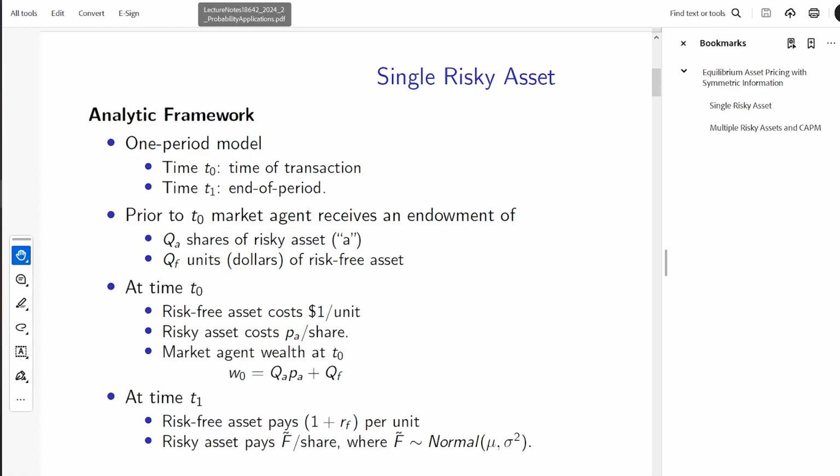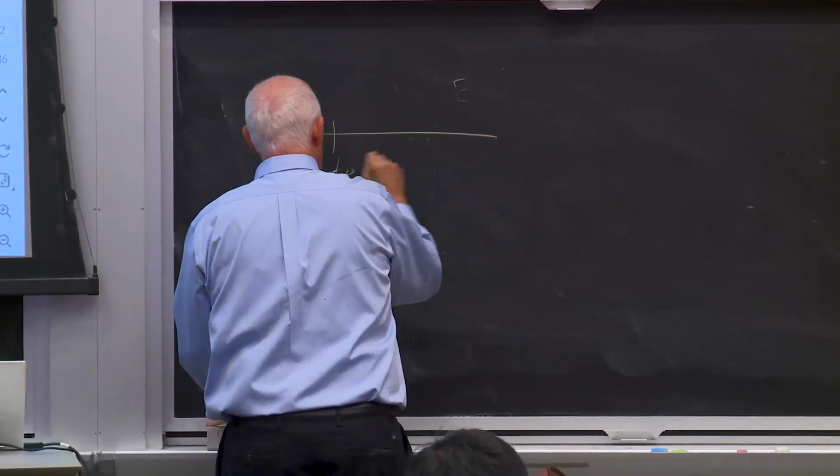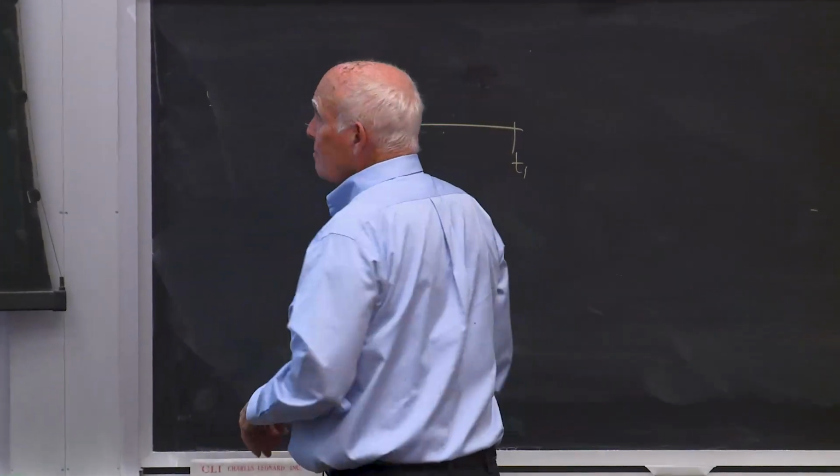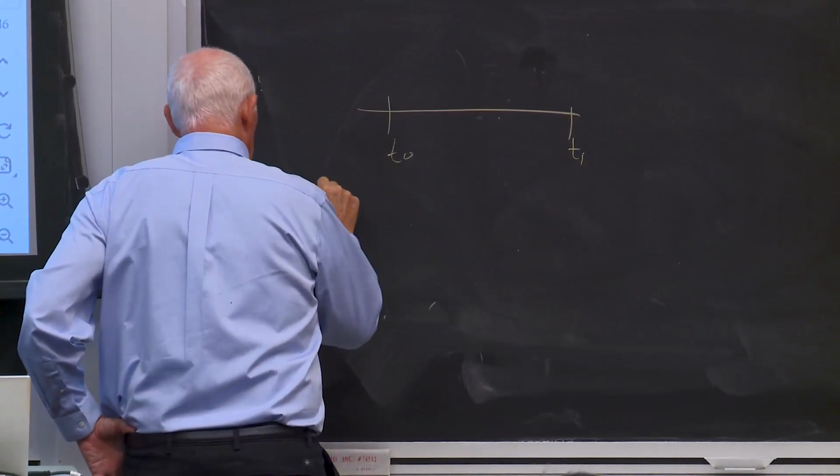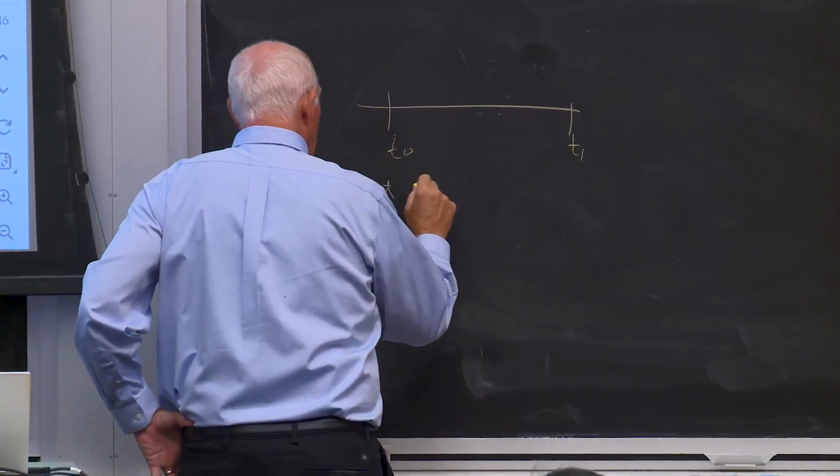So let's consider a simple context where we have one risky asset, like a stock, and a one-period model where the beginning of the period is T0 and the end of the period is T1. So there's this risky asset A.